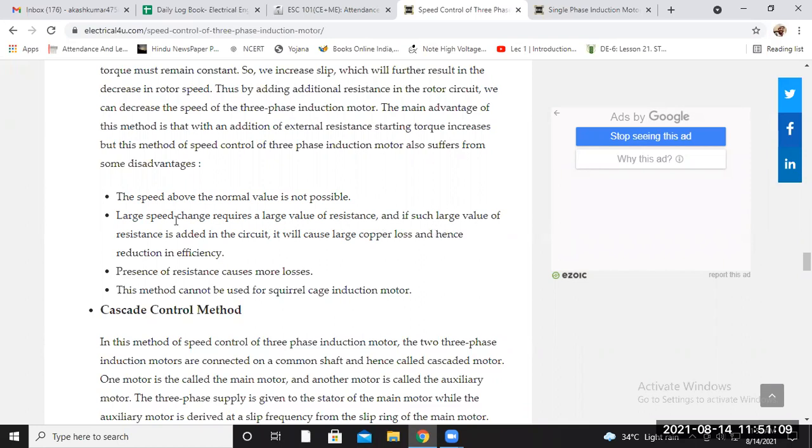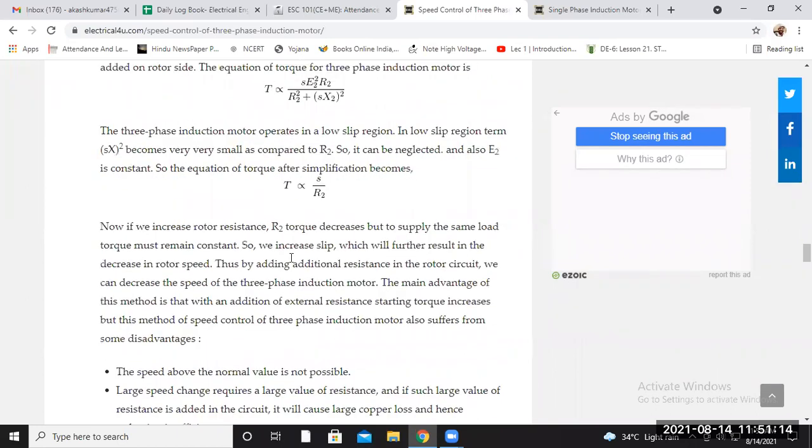If such a large value of resistance is added in the circuit, it will cause large copper loss and hence a reduction in efficiency. If you increase the rotor resistance beyond a certain limit, the voltage drop across the rotor resistance, that is I2 squared R2, the ohmic loss, as well as friction and winding loss, will increase. Also, if the rotor resistance increases, the size of the machine should be increased, because the winding will be larger, or the number of turns will be higher. In that way, there is a quite significant disadvantage regarding this method.